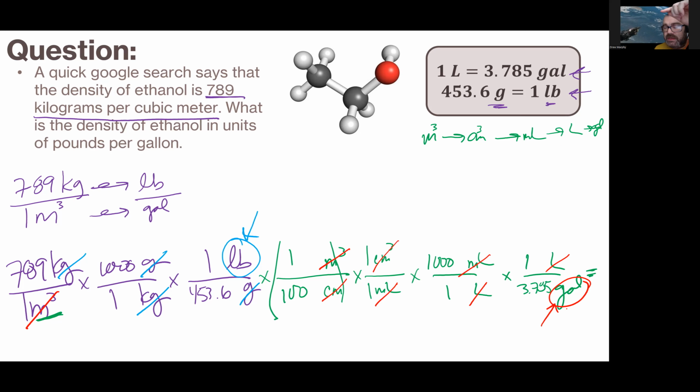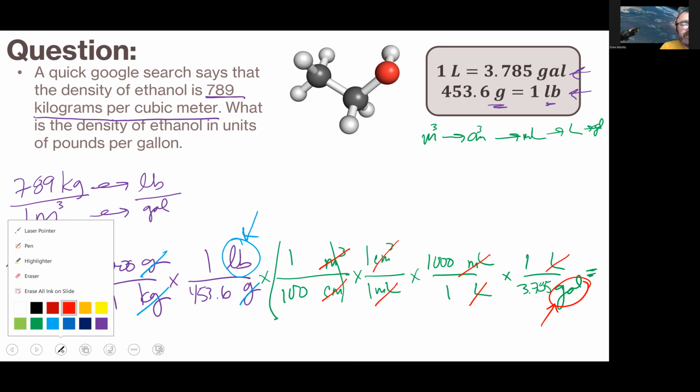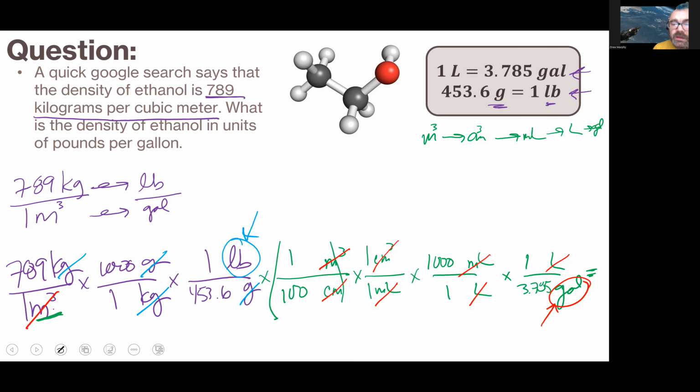789 times 1,000. 1 times 1,000 again. Ooh, this is a lot of numbers here. This is 789,000,000. Yep. Okay. And we're getting meters cubed to gallons now. So we're going to do the bottom. Well, that's not really pounds. Let me erase that.